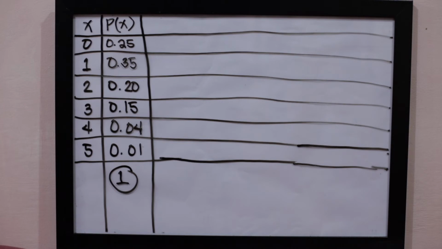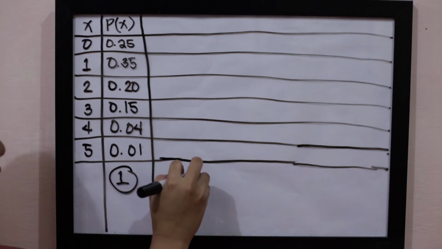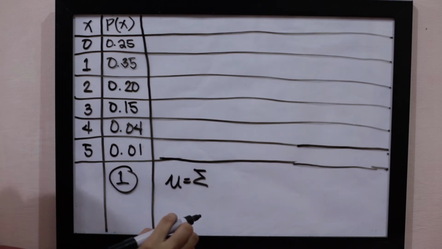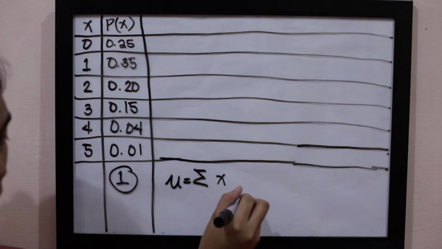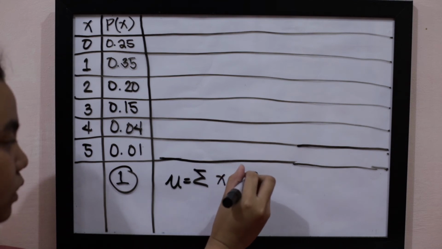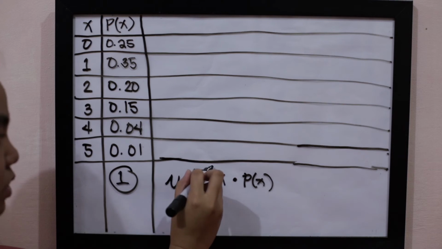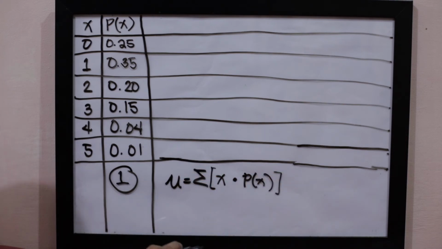And then, in solving for the mean for this given problem, by the way, this problem po is written in your PDF file or yung module po. So, if you cannot follow po, you can open your module and you can find the numbers or the problems there. So, for us to get the mean for this given probability, the mean will be equal to the summation of x multiplied by the probability of x. So, again, the summation of x multiplied by the probability of x.